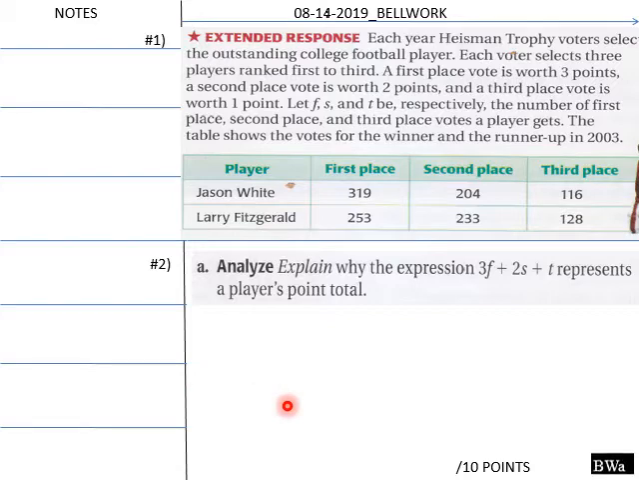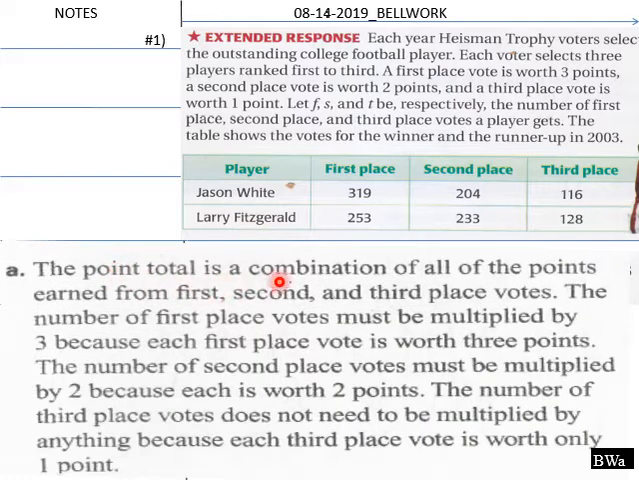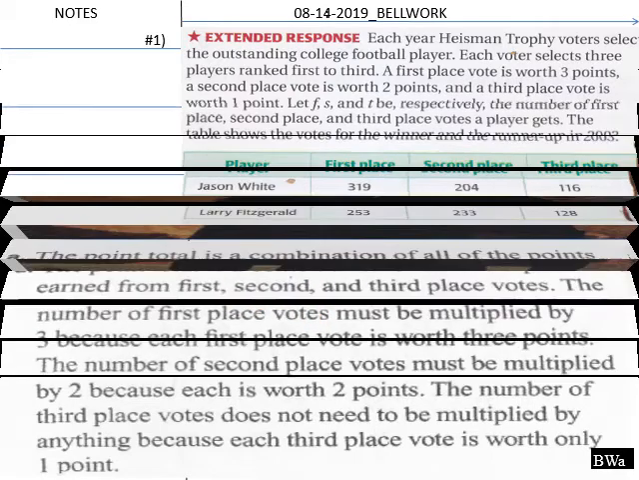Okay, welcome back. We're going to provide the response here for A. So point total is a combination of all points. The number of first place votes must be multiplied by 3 because each first place vote is worth 3 points. Second place is 2 points. The number of third place votes does not need to be multiplied by anything because each third place vote is worth only 1 point. So it's kind of like interpreting from the table what the points meant as they relate to first, second, and third place votes.